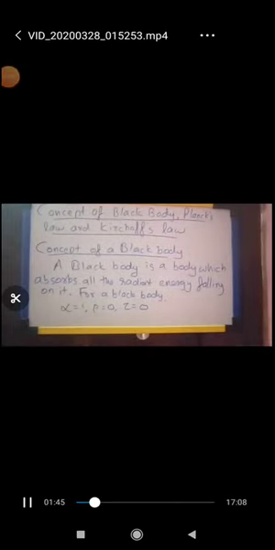That is, for a black body, absorptivity alpha is equal to 1, reflectivity rho is equal to 0, and transmissivity tau is equal to 0. That is a main concept you have to know.